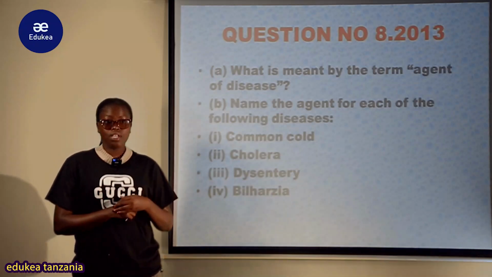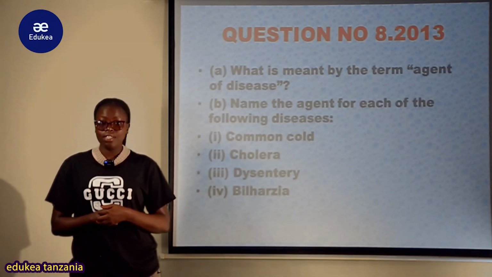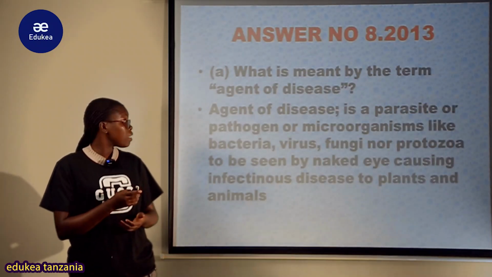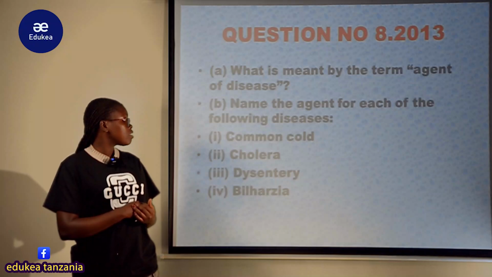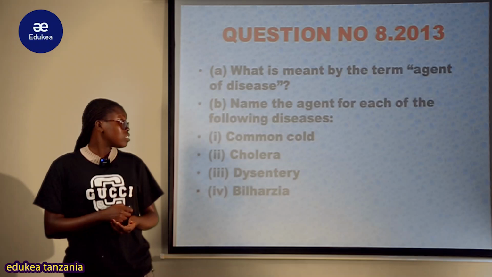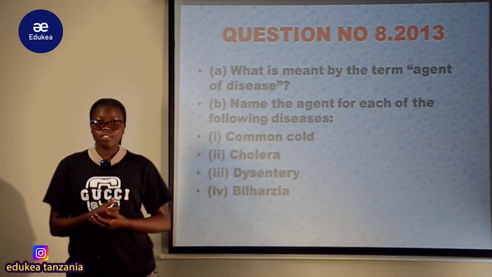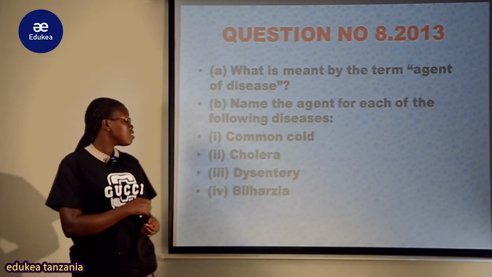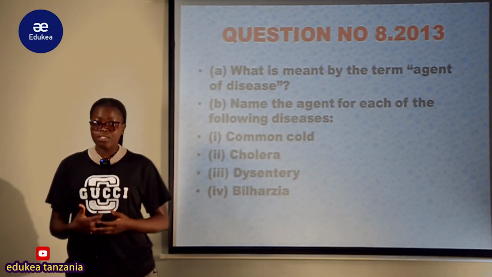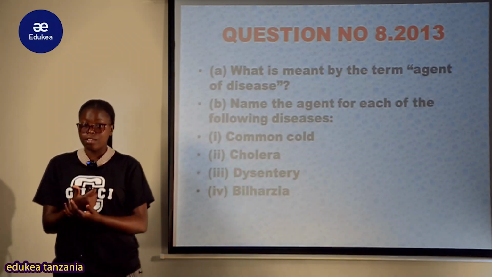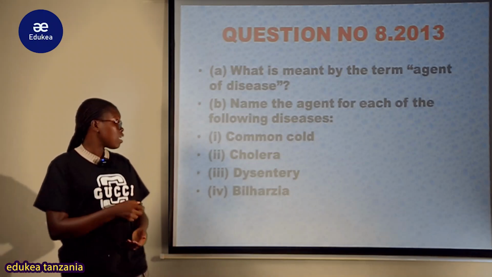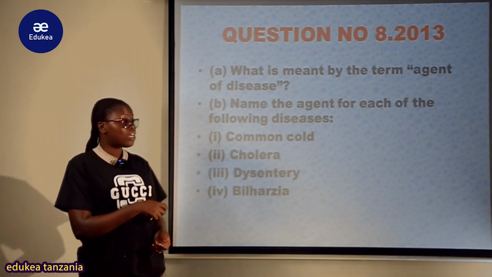So, another question now is question number 8 for the year 2013, and the question has 2 Romans. The question stated that the Roman A, what is meant by the term agent of disease? What is meant by the term agent of disease? Roman B, the question needs you to name the agent for each of the following disease. Just name the agent of each of the following disease. Make sure that you stay connected to the direction of the question, so as to make sure that you get all the marks. So la kwanza, we needed to give the definition of agent of disease.